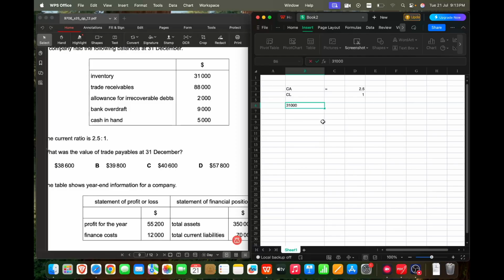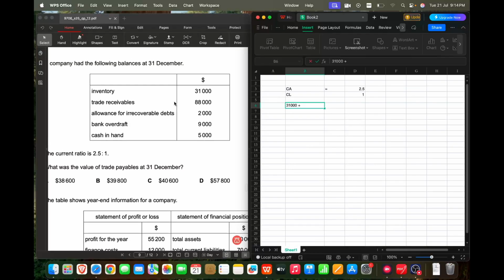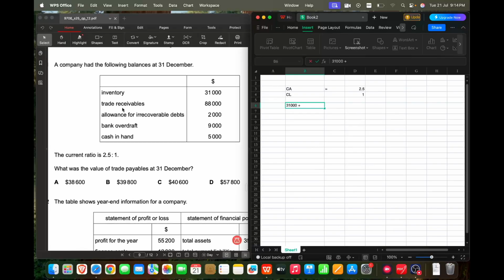31,000 inventory plus trade receivable 88,000. But there is an allowance for irrecoverable debt. When we write the trade receivable balance in a statement of financial position, we write trade receivable minus allowance for irrecoverable debt. So our balance will be 86,000: trade receivable 88,000 minus 2,000. And then bank overdraft is a liability, and cash in hand, which is also our asset, plus 5,000.